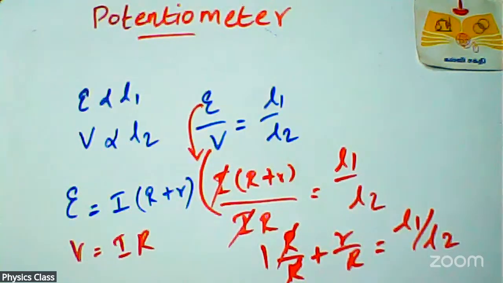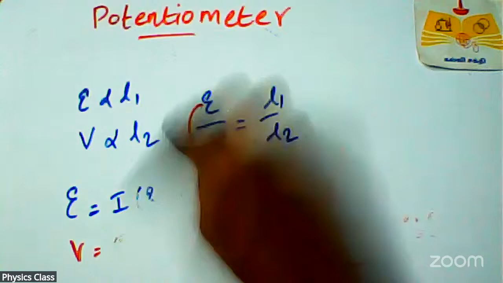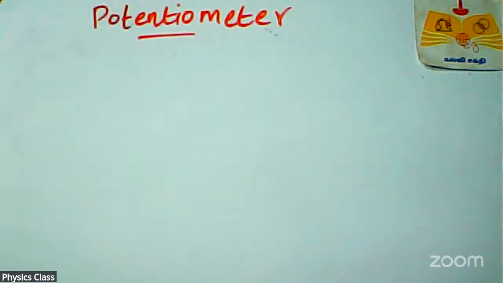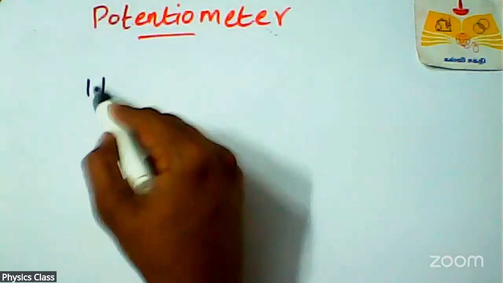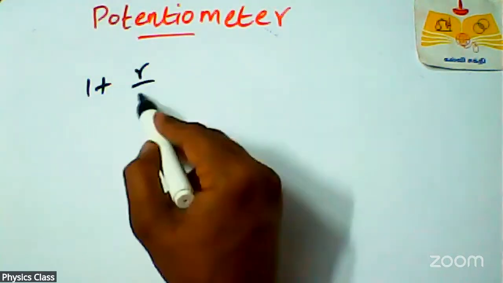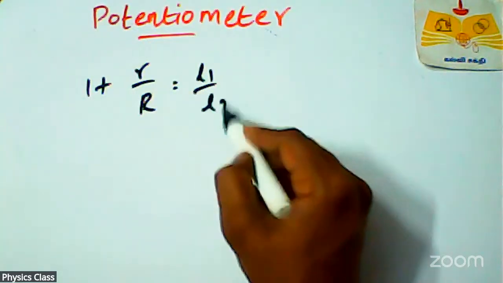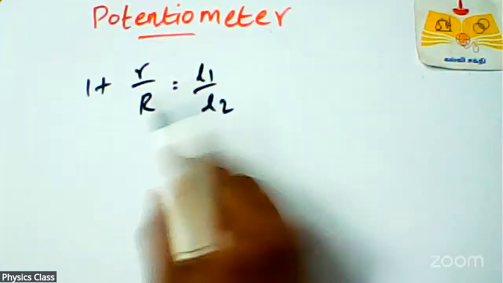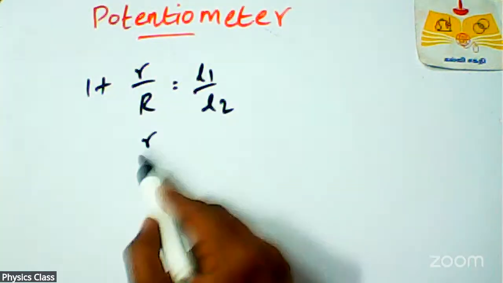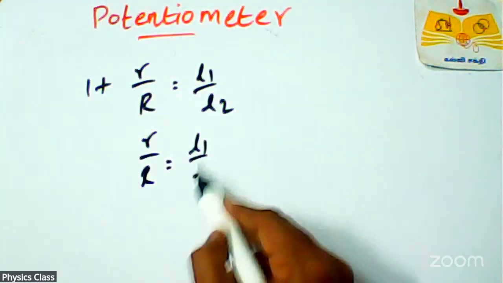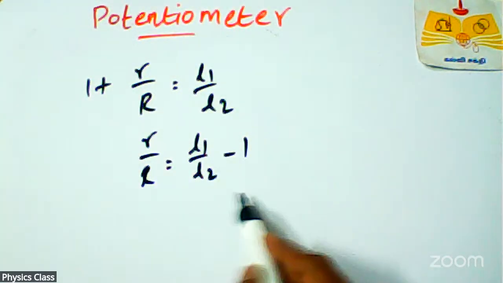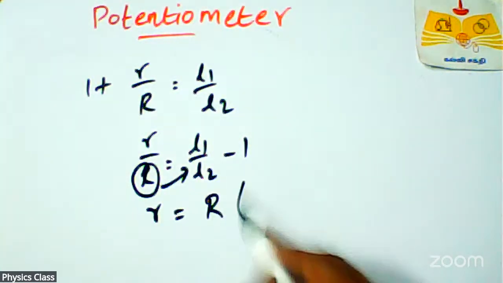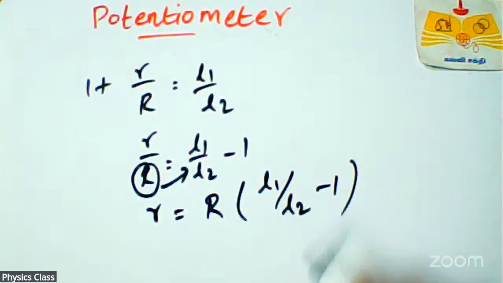Next step. I can write it here now. So 1 + r/R is equal to L1/L2. Correct. So that 1 goes to the other side, so it becomes minus. So r/R is equal to L1/L2 minus 1. So this R goes here, so r is equal to R into (L1/L2 minus 1).